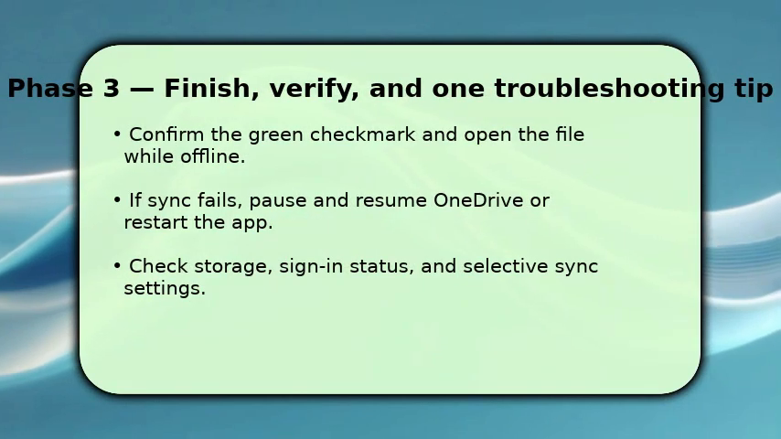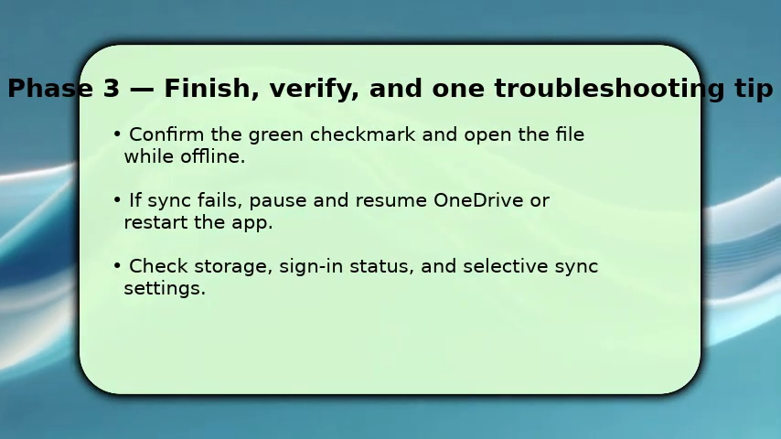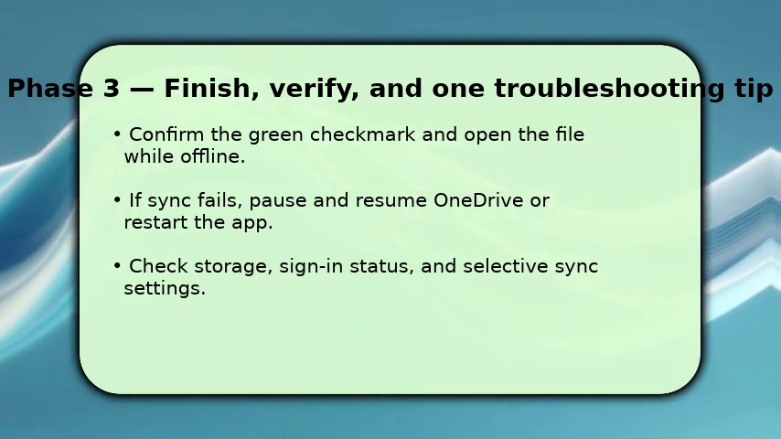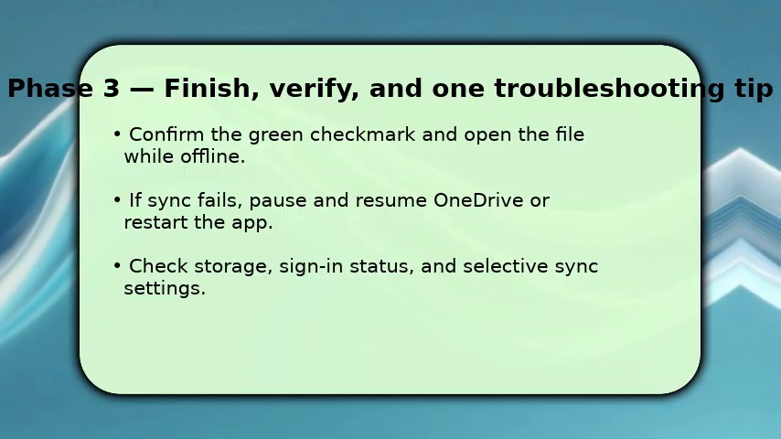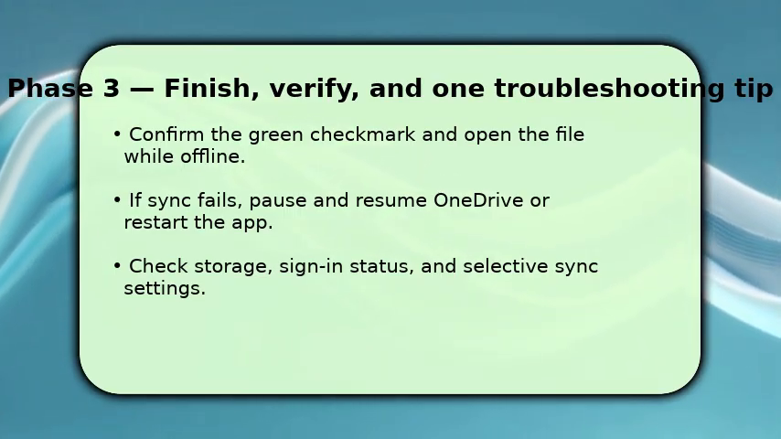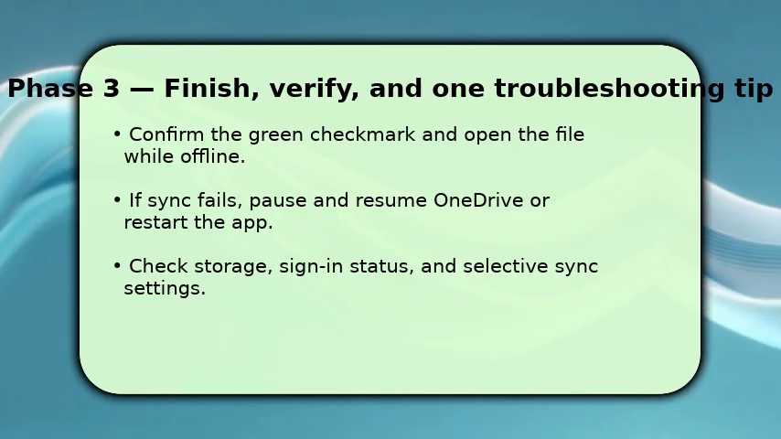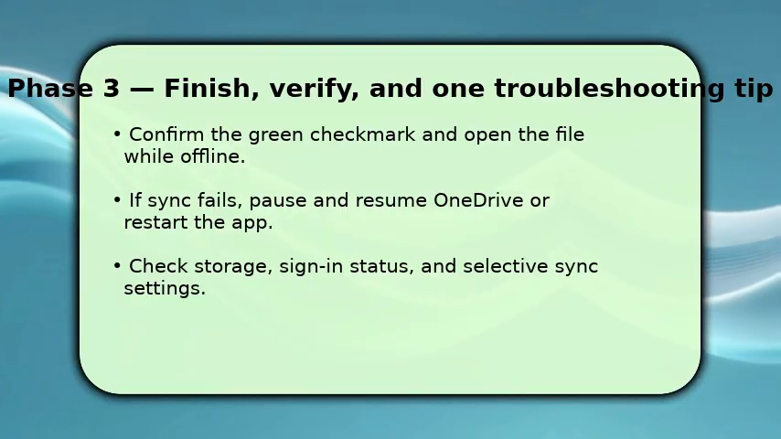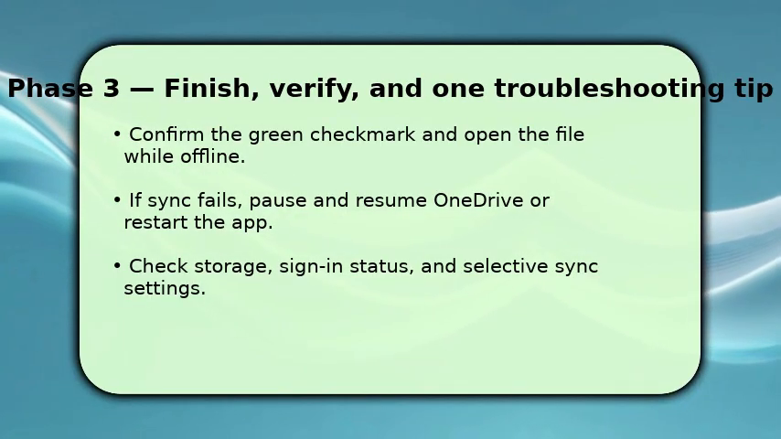Finish by testing the offline copy. Disconnect from network and open the file to confirm it loads locally. If you see placeholders or errors, troubleshoot by pausing then resuming sync or restart the OneDrive app. This often forces reevaluation. Make sure you are signed in to the correct account and that selective sync isn't excluding the folder. If space is low, free up disk storage.